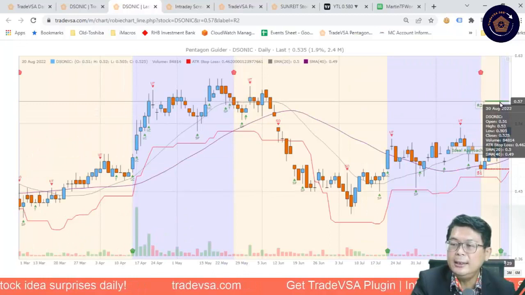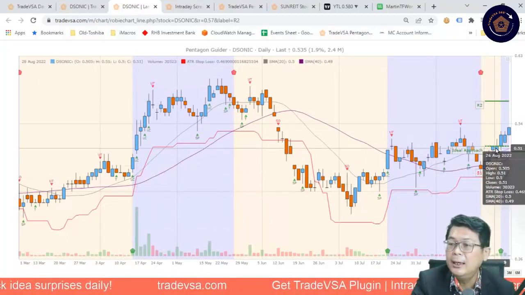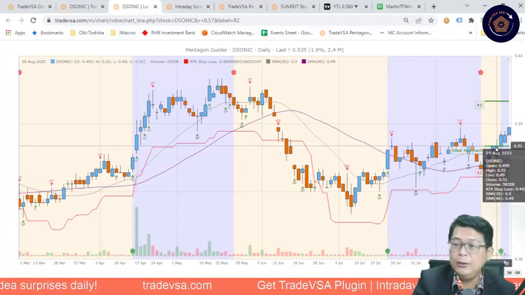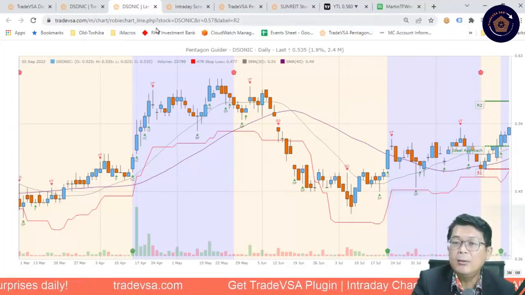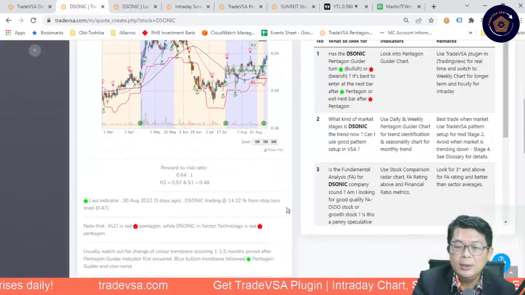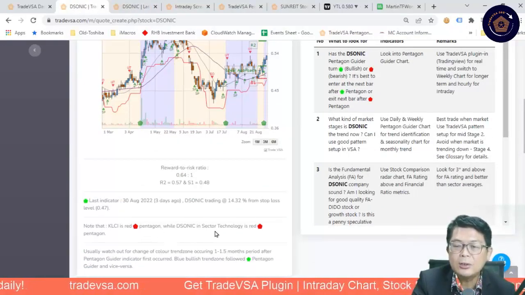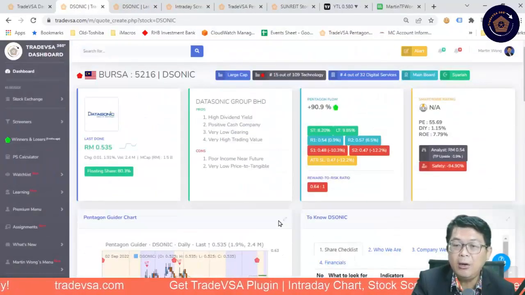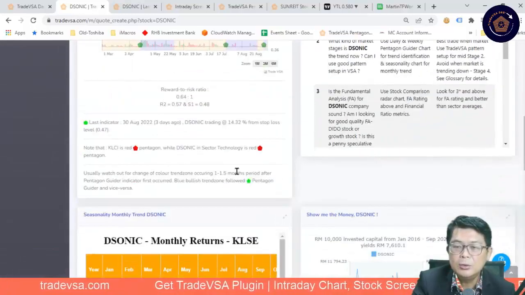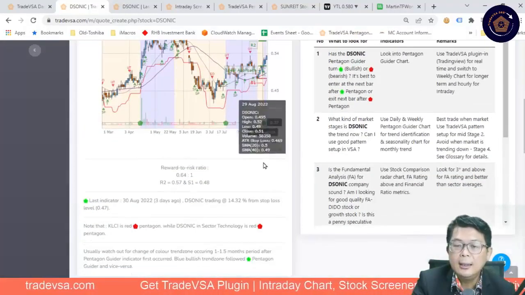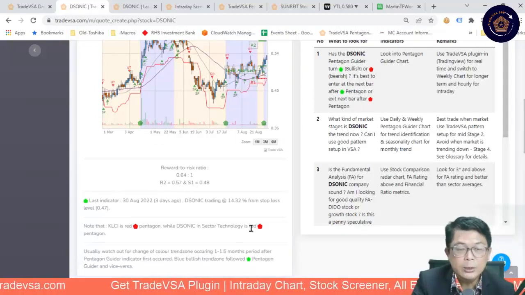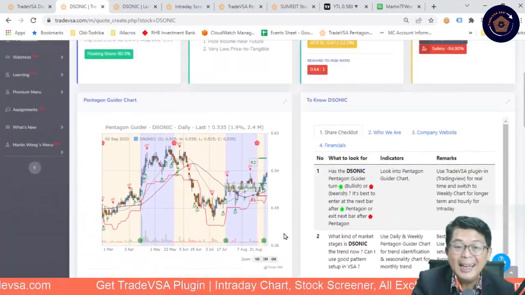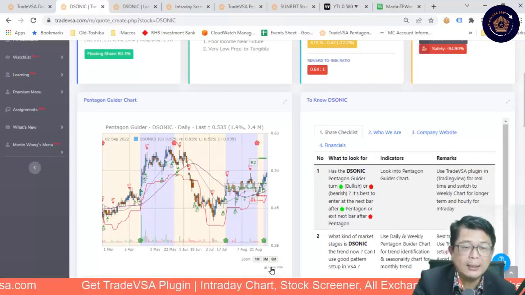You can see R2 is the likelihood where we will take a little bit of profit. The ideal approach is the ideal entry, and S1 is where your support is. I suppose that's where you want to be cutting loss. So right now this ratio is giving you a 0.64, and take note, the KLCI is in red Pentagon and D-Sonic is in red Pentagon. D-Sonic's sector is also red. So we are playing against the trend of the market overall.